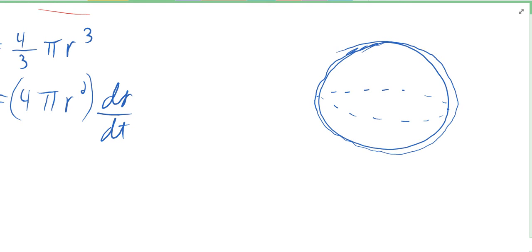Okay? The same thing happens with circles. The rate of change of the area of a circle is the circumference, because as it grows, it's growing by its circumference, spreading out. Okay?